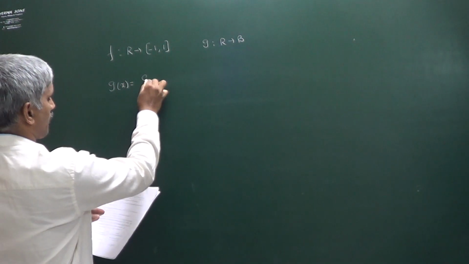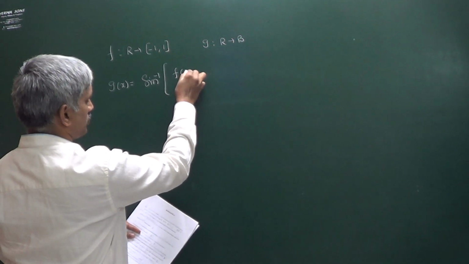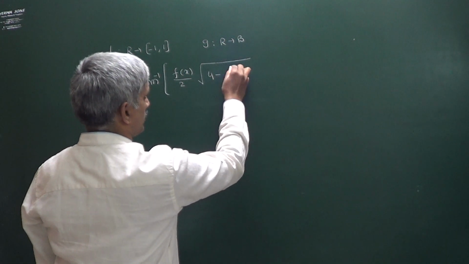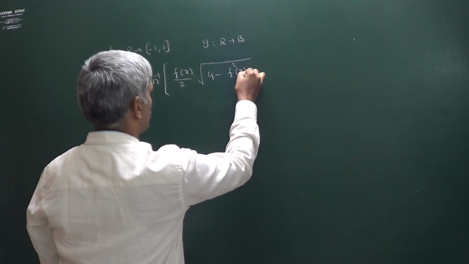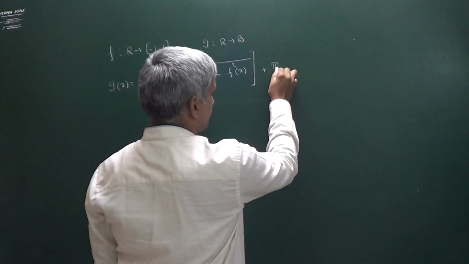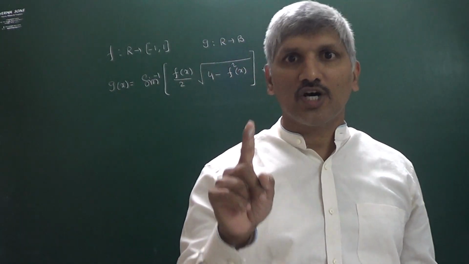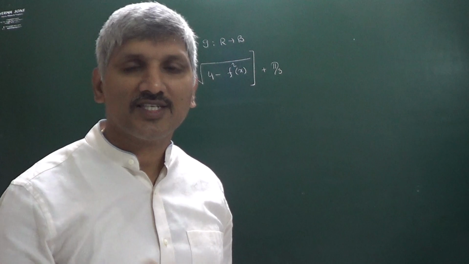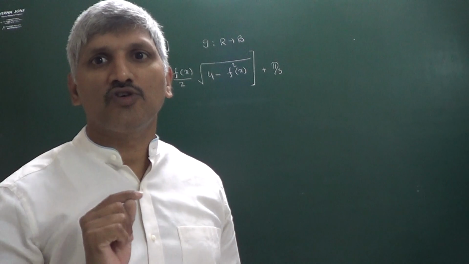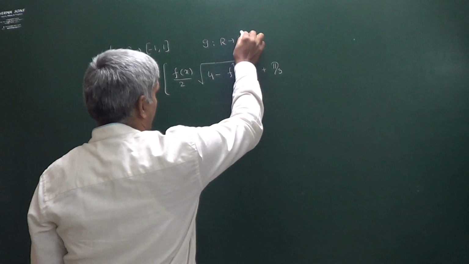Check once. G of x is equal to sin inverse of f of x divided by 2 times root of 4 minus f square of x, plus pi by 3, is also given. And he is saying in the question, f of x and g of x both are surjective functions. Both are surjective functions means what? A surjective function means an onto function, which means the range must be equal to the codomain. Then he is asking to find set B.